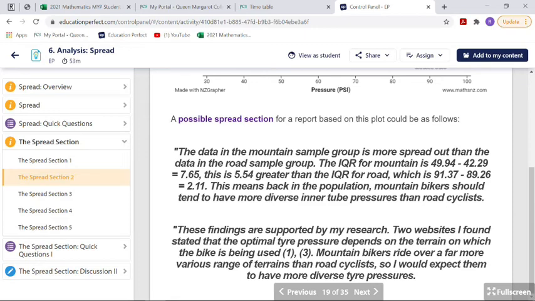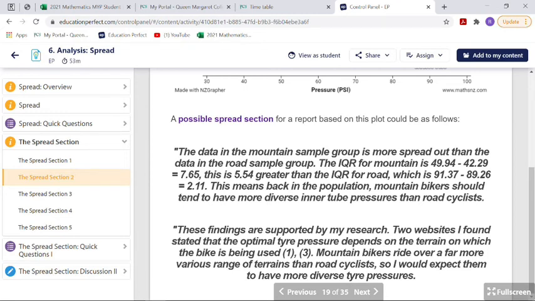All right? This means back in the population. Remember, you're working on a sample, but you always refer any conclusions back to the population. This means back in the population, mountain bikers should tend to have more diverse inner tube pressures than road cyclists. More diverse or more variability means the same thing. Okay? These findings are supported by my research.